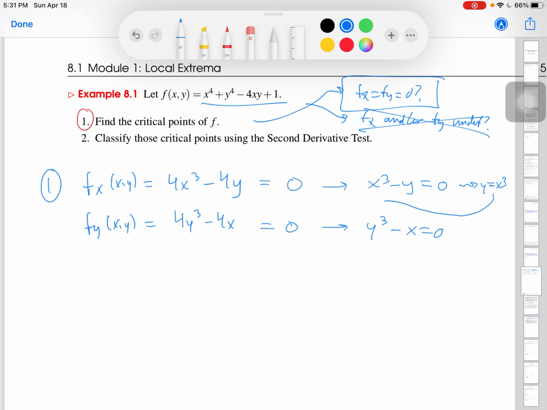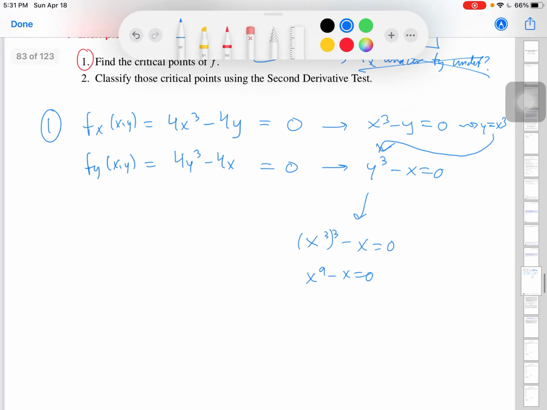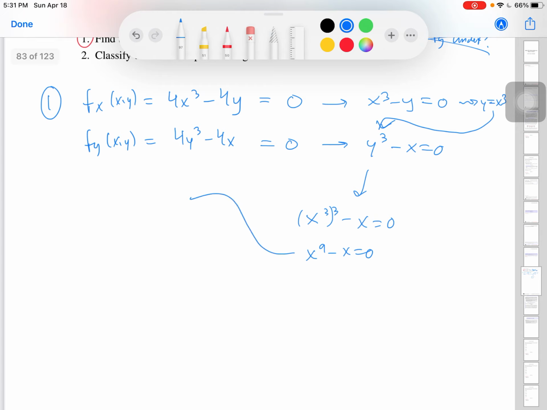I can insert that over here, and I pop out with x to the third cubed minus x equals 0. So I get x to the ninth minus x equals 0. Great. And then I'm going to do lots and lots of factoring. So I factor out an x. Leaves me with x to the eighth minus 1 equals 0. It may take some time to get comfortable with all of these operations. That's where practice comes in.